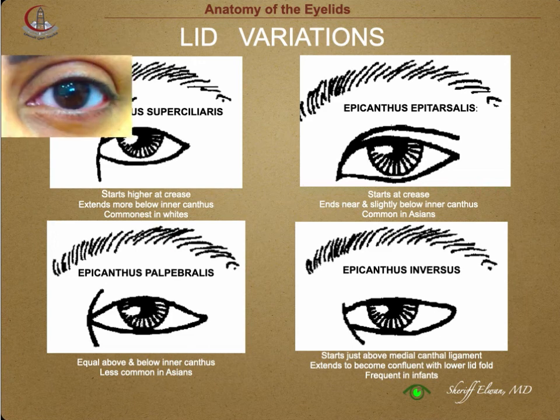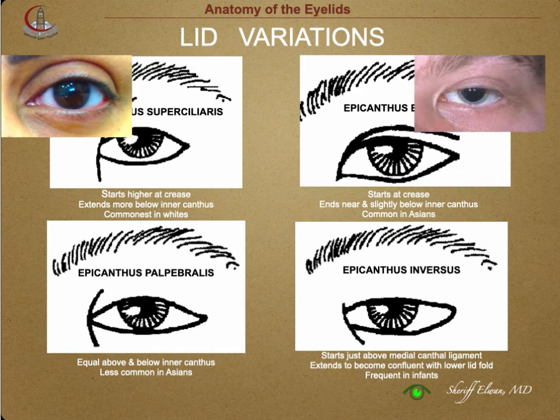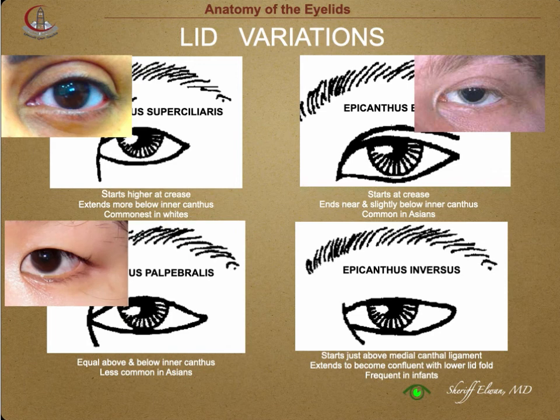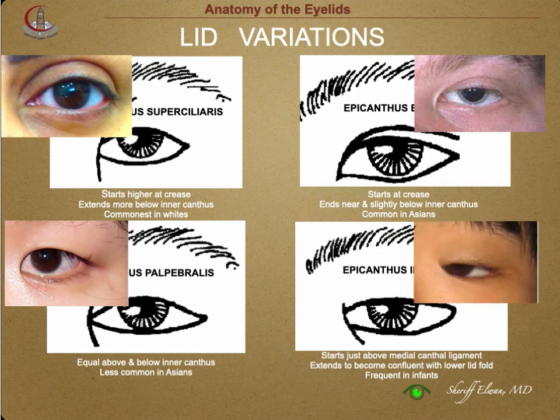Here is a true live photo of the epicanthus superciliaris, which is common in whites, and this is the epitarsalis, which is common in Asians. This is the palpebralis, which is, as you can see, giving the impression of an Asian face, and it is less common actually in Asians. And finally, the inversus, which is frequent in infants.